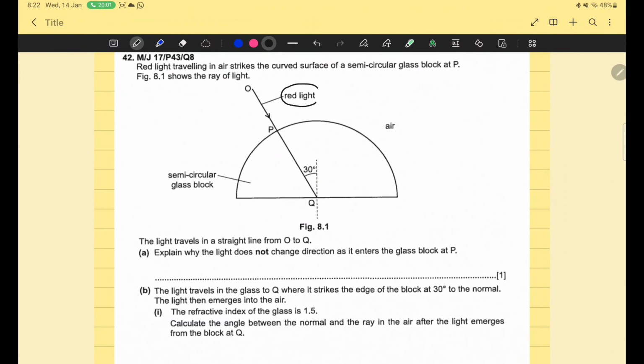In this question, this is a red light, and right now it is in air, and this light is entering into glass.